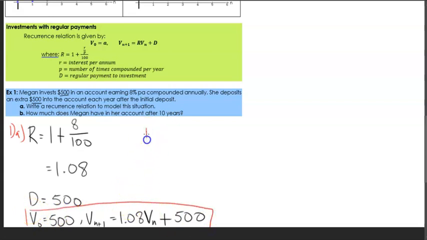And we're going to use this recurrence relation to answer B. How much does Megan have in the account after 10 years? Or in other words, we're going to try to find out what V of n is. So to get V of n, we need V of 9. To get V of 9, we need to get V of 8. V of 8, we get V of 7, etc. Now, unfortunately, there is no rule for the nth term when you're combining linear and geometric. This isn't possible. So the thing we have to do is grab our trusty calculator and try to figure out the amount after the 10th year.